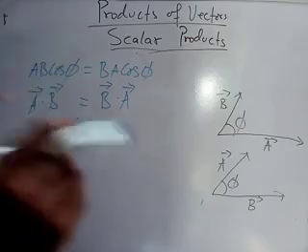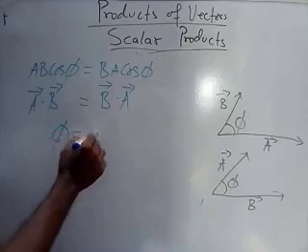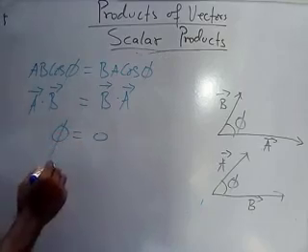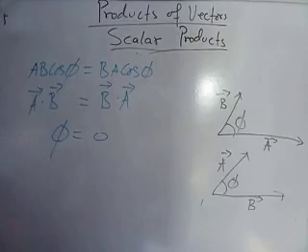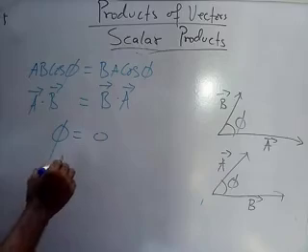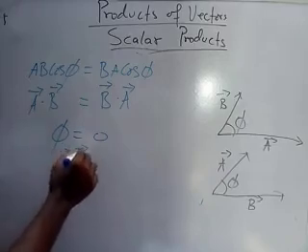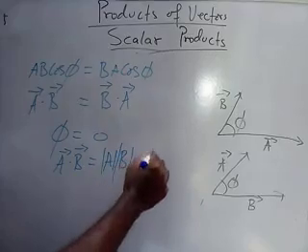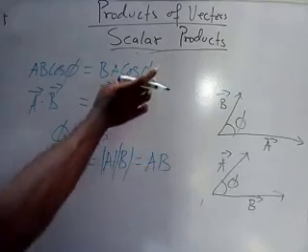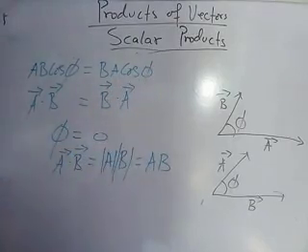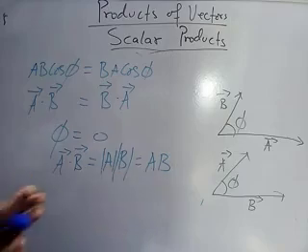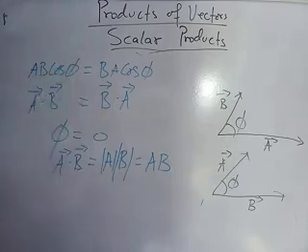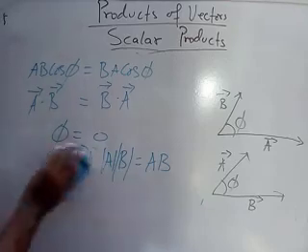When they are in the same direction, when phi equals 0, A dot B is equal to AB, because cos 0 is 1. So let's move to calculations regarding scalar product using components.